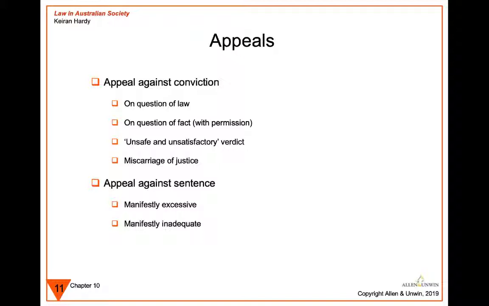A convicted person can also appeal against their sentence if it was manifestly excessive. So the court is not considered a court of adjustment. They can't tweak a penalty by a small amount. But if a sentencing judge delivered an excessive penalty, then the person could appeal against that. It's also possible for the Attorney General to appeal on behalf of the prosecution if a sentence was manifestly inadequate.